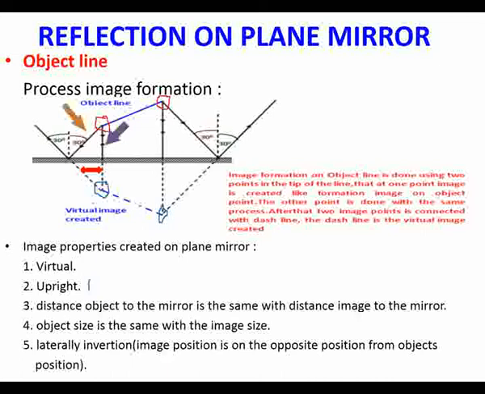The third property is, as we can see from the figure, the distance of the object to the mirror is the same as the distance of the image to the mirror. The fourth property is the object size is the same as the image size. And the fifth property is lateral inversion. It means that the image position is on the opposite side from the object's position.